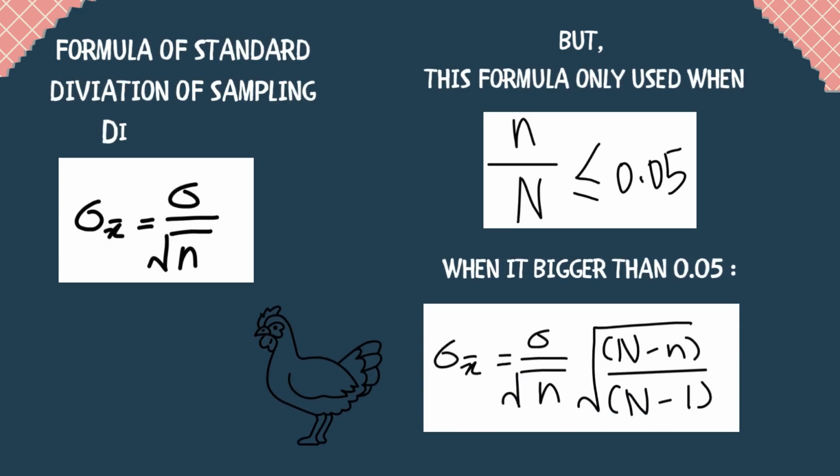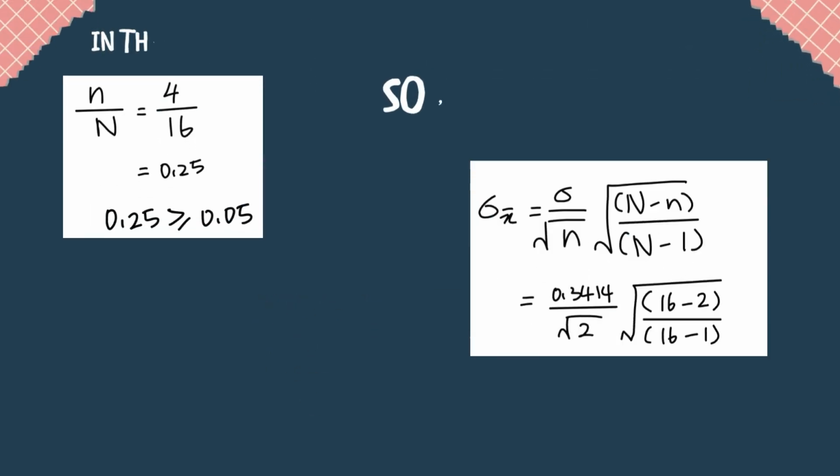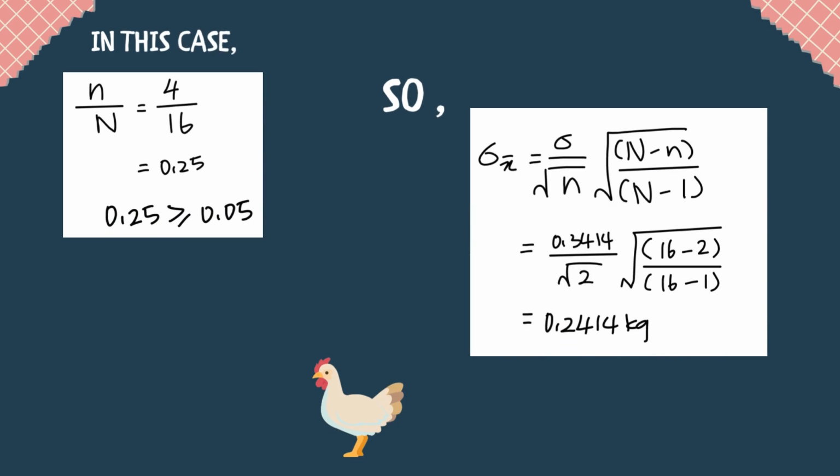Next, we have to calculate the standard deviation of the sampling distribution. As you can see from the left hand side, that is the formula for it. But we only use it when the sample size divided by the population size is smaller than 0.05. When it's bigger than 0.05, we have to use the formula below. In this case, the sample size is 4 and the population size is 16, so we get 0.25, which is bigger than 0.05. So we have to use the second formula.